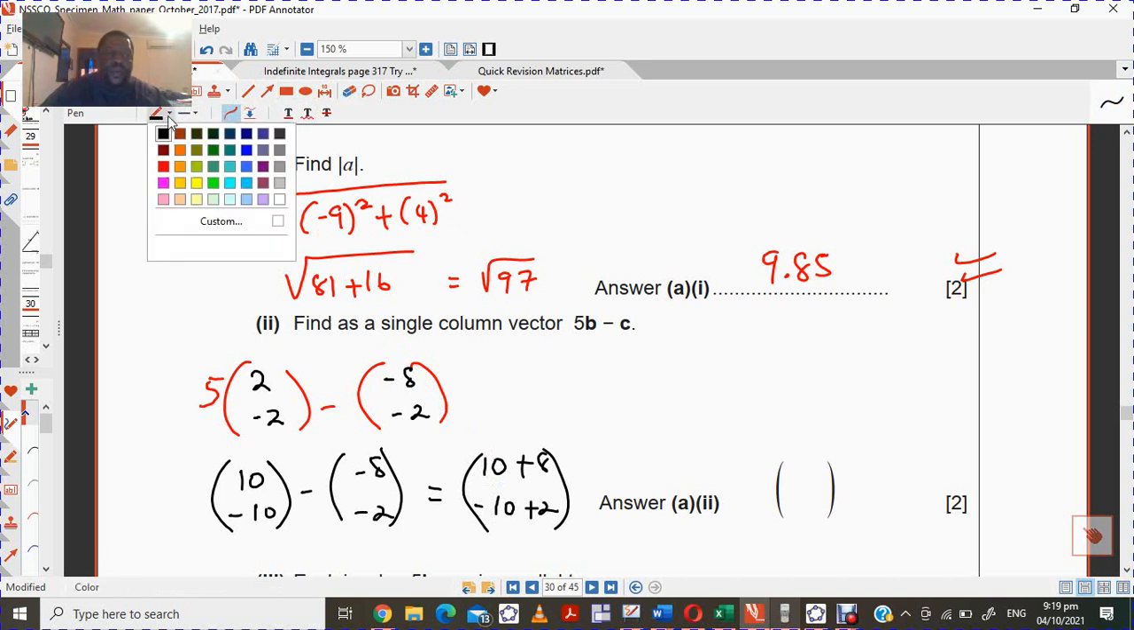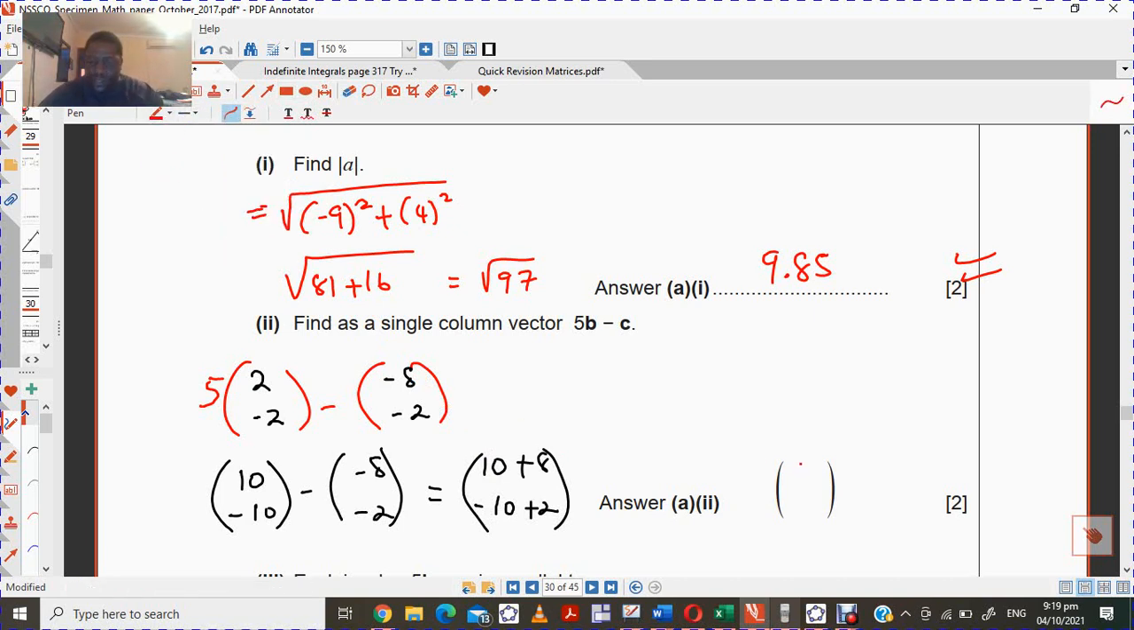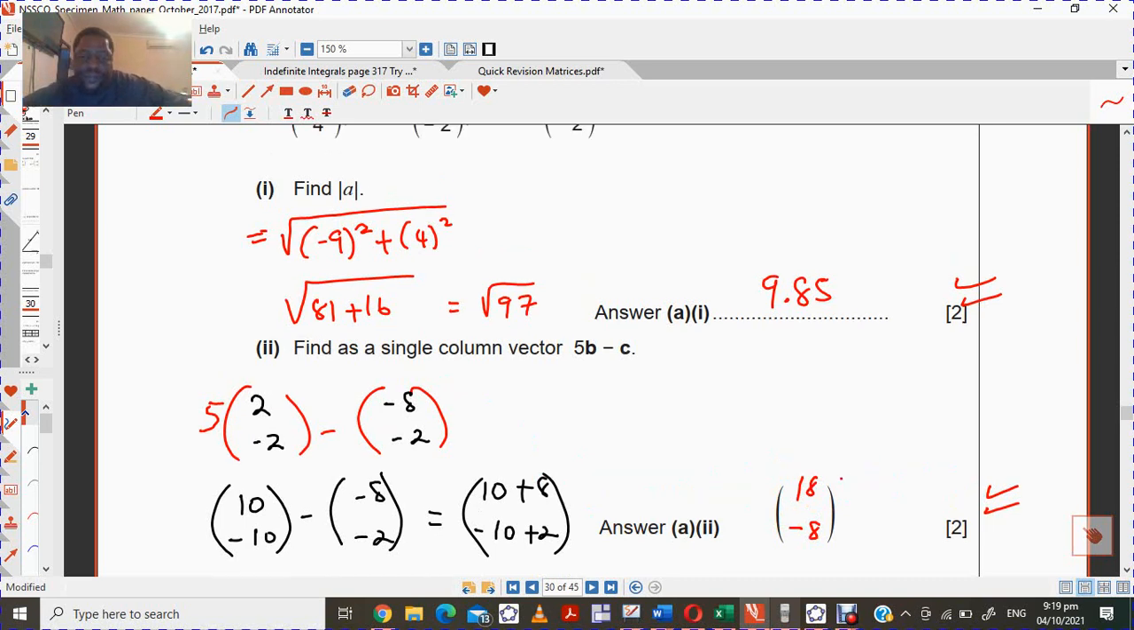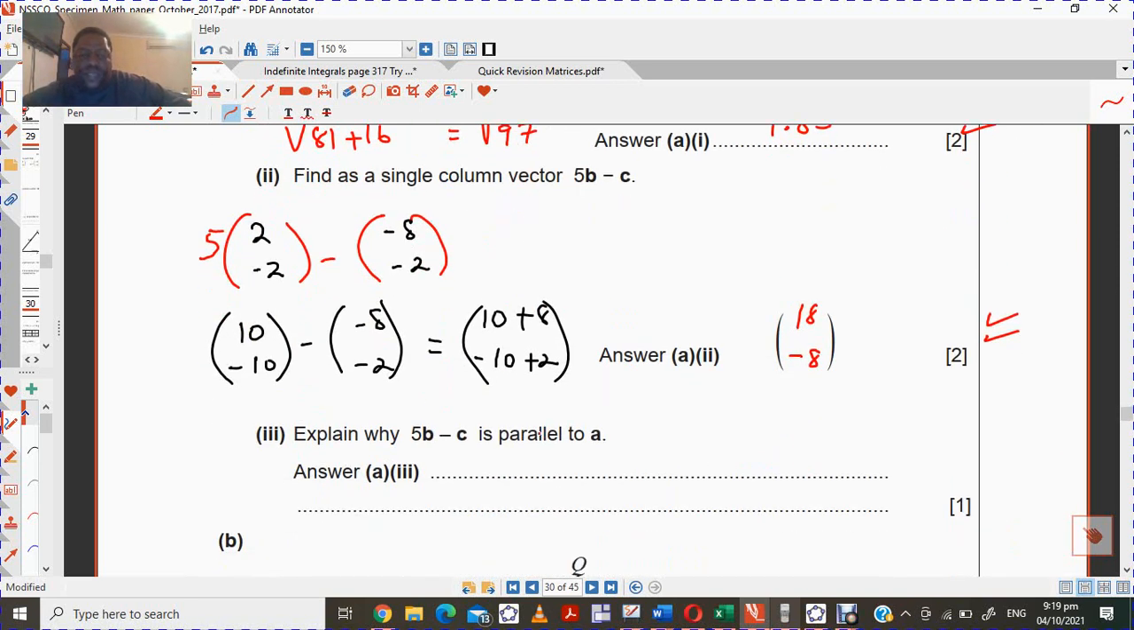Okay, so all good and well. This is going to be 18. And this other one is going to be negative 8. Please don't make a fraction. These are not fractions. These are vectors. Right. They are saying, explain why 5b minus c is parallel to a.